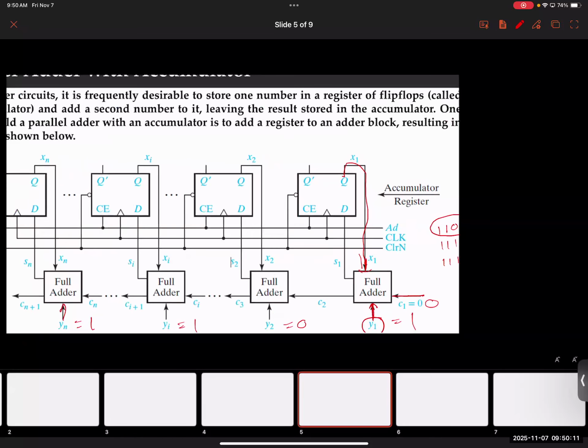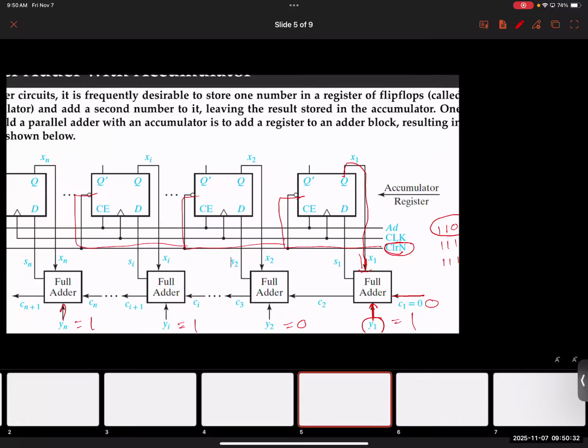Notice there is a clear input for the flip-flops, which will clear the flip-flop. What do I mean by clearing the flip-flop? What will be the output of the flip-flop when you clear it? 0. So to begin with, we clear the flip-flops and we load the first number as Y.